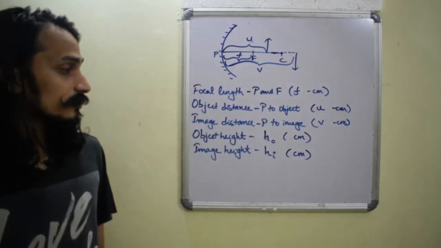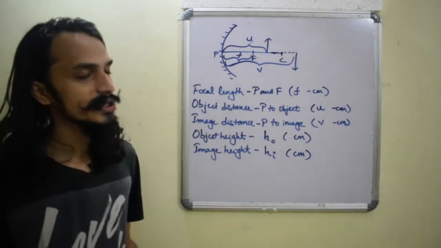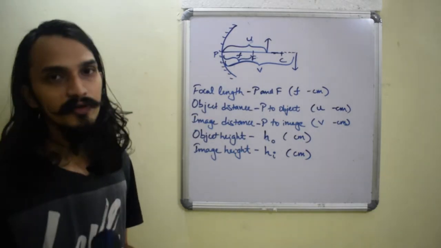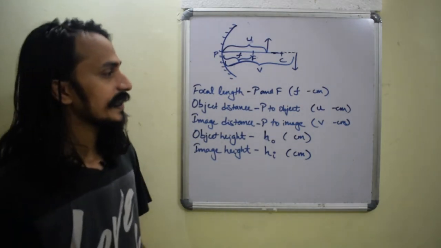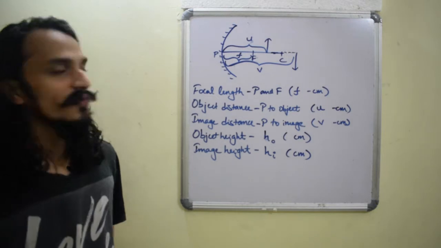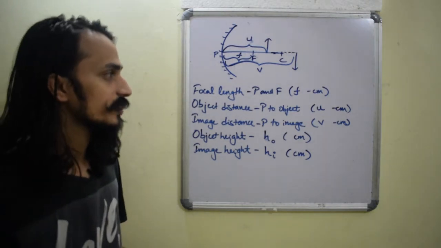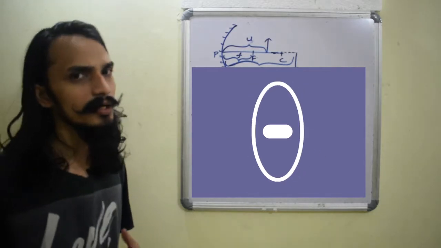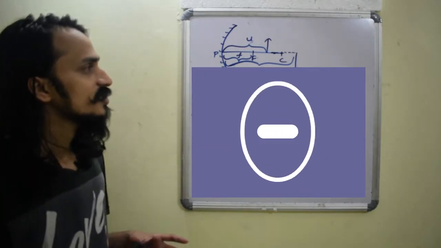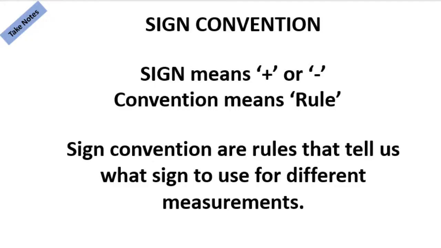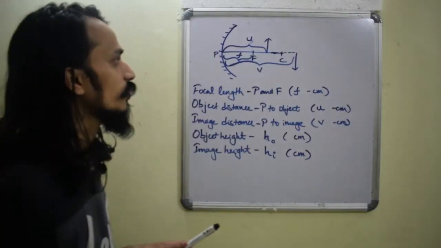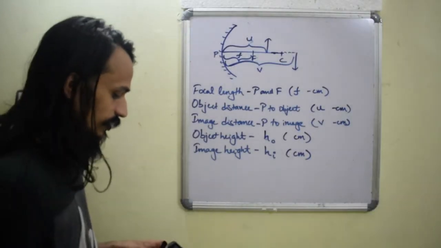Okay. So now when it comes to these 5 values, there are 3 rules that we have to follow whenever we are measuring them. These are called sign conventions. A sign convention will tell you what sign to use when you're measuring a certain value. We know that there are 2 signs, right? There's a plus sign and a minus sign. So that convention will help us understand which sign comes when.